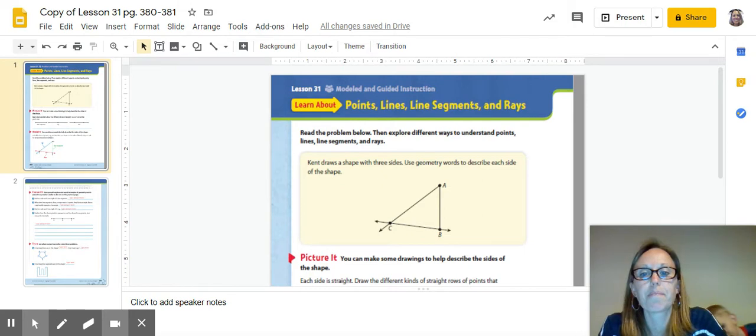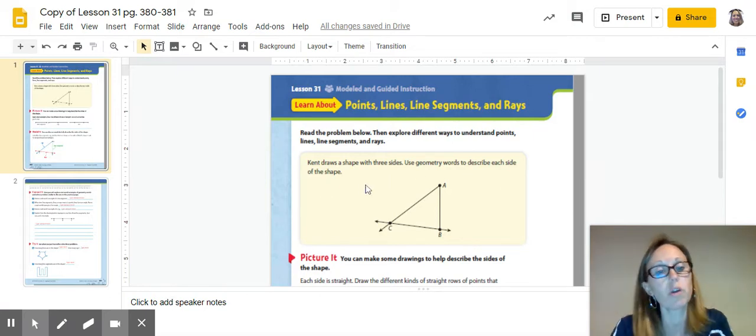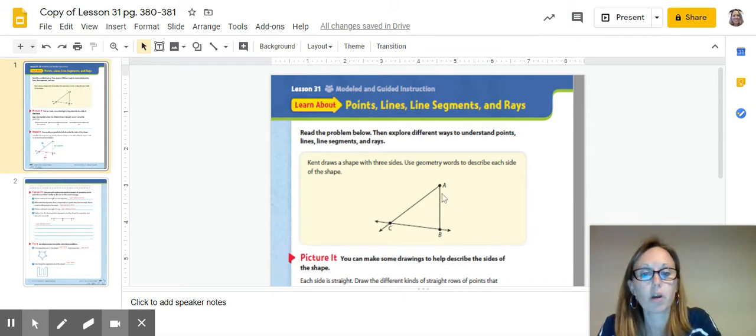So if you look at this problem, it says Kent draws a shape with 3 sides. Use geometry words to describe each side of the shape. I just went over all of the vocabulary words for you. And if you remember, a line segment has 2 endpoints. They do not continue to go on. So we have line segment AB or line segment BA right here in this shape.